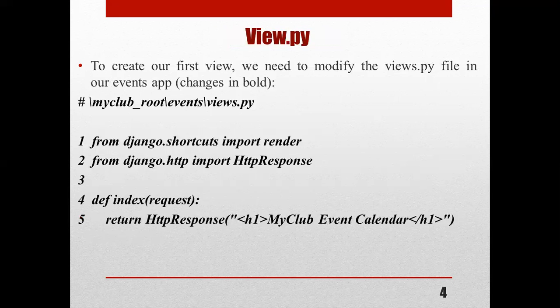So here you can see the views.py. After creating the app, we have to do some modification in the views.py file. To create our first view, we need to modify the views.py file in our events app. So here you can see views.py: from django.shortcuts import render, from django.http import HttpResponse, then define index with the request, then return HttpResponse, my club event calendar.